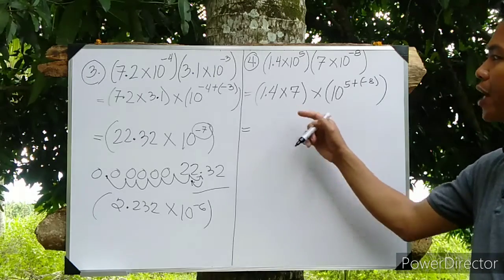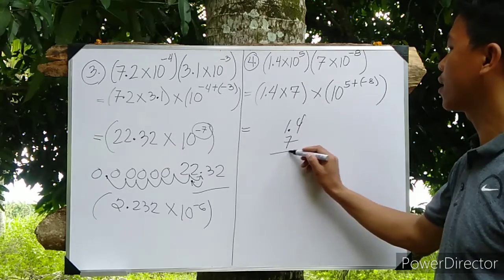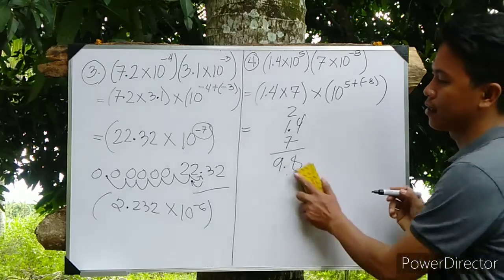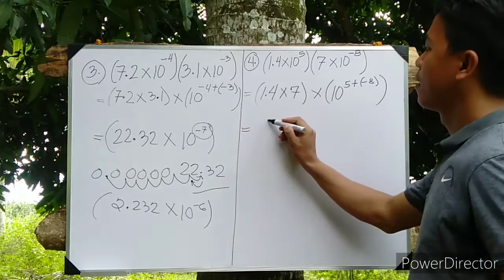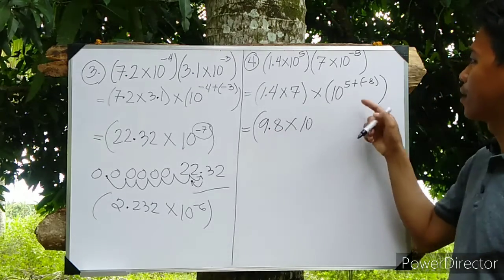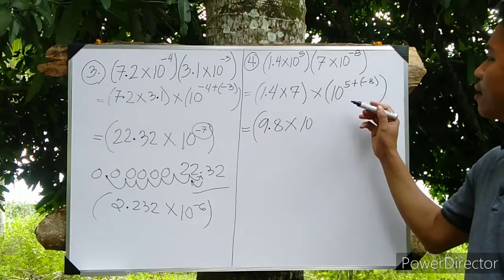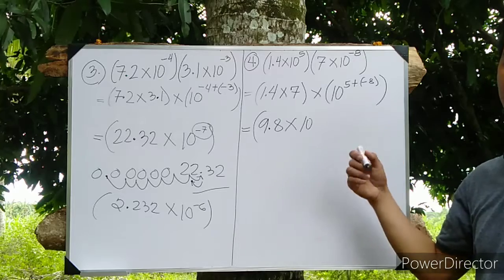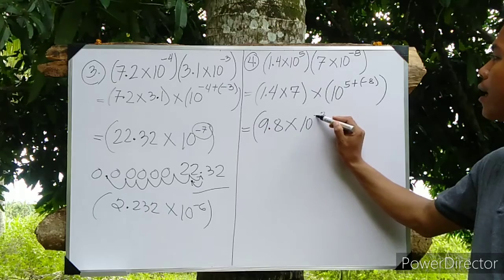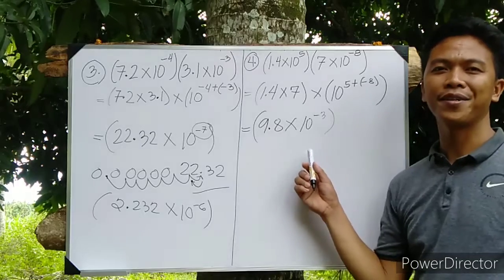Okay, so 1.4 times 7, we have 9.8. So we will write 9.8 times 10. Okay, this is the addition of unlike signs, so we will subtract. That's the rule of addition of unlike sign. So 8 minus 5, we have negative 3. Follow the sign of the biggest number. Okay, that is our final answer.